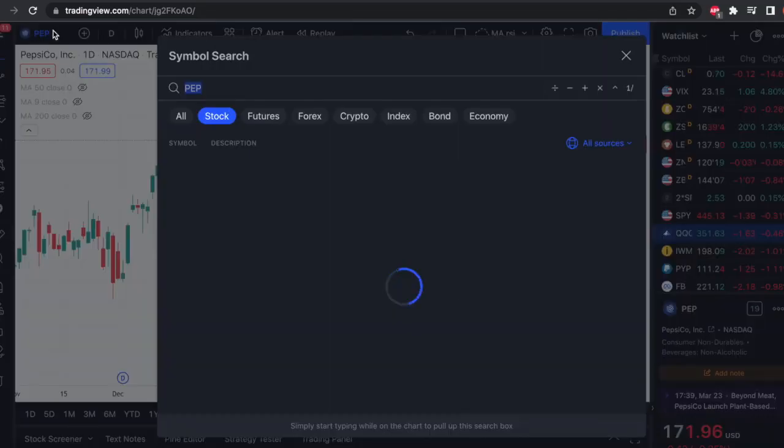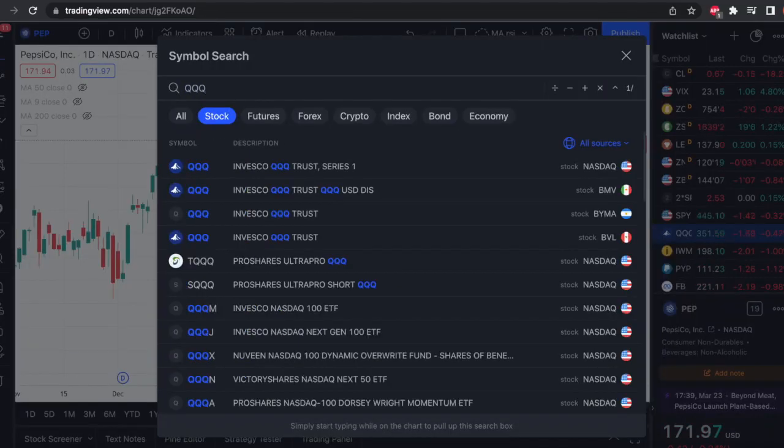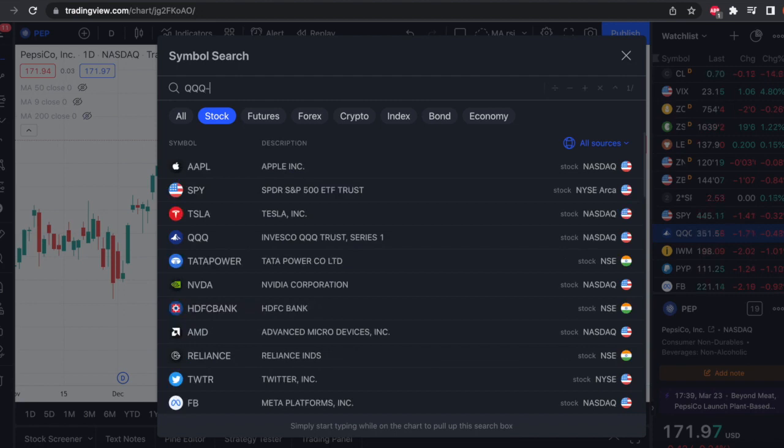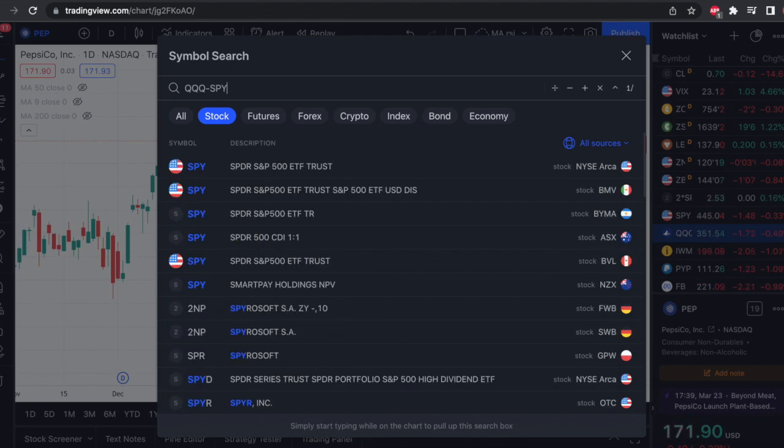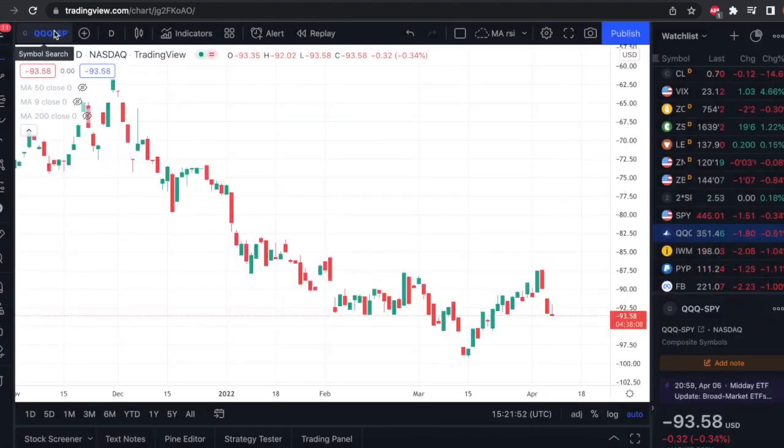Now let's take another example. Let's go long Nasdaq 100 and short S&P 500 index ETFs. So that'll be QQQ minus SPY. There you go.